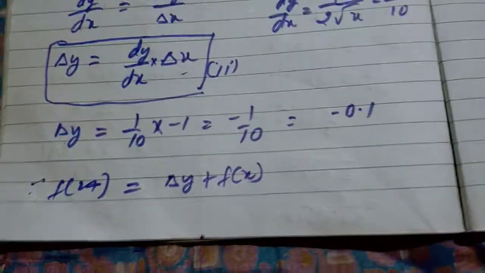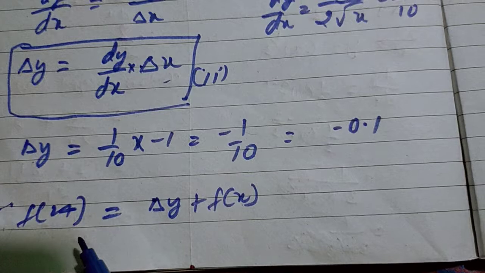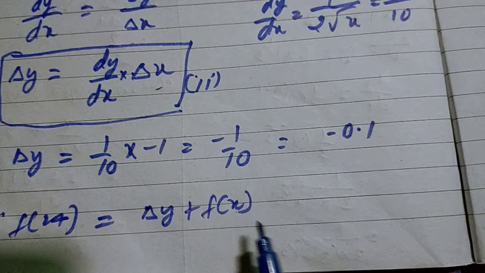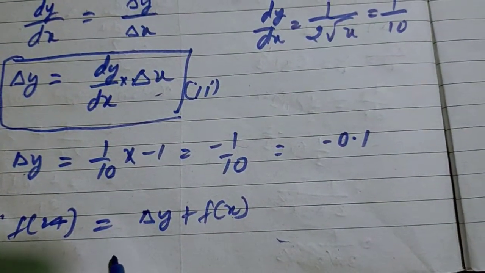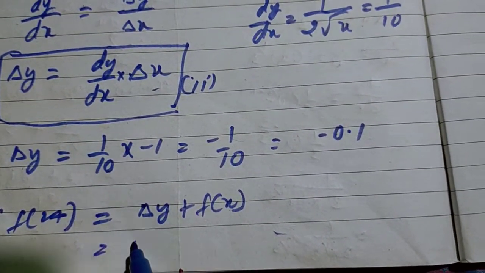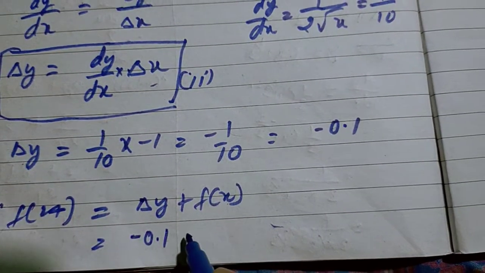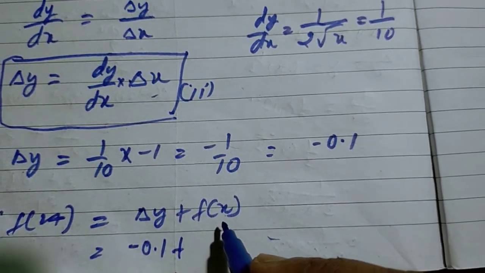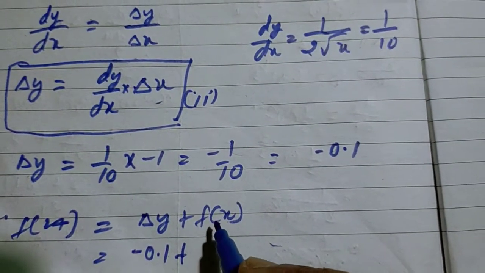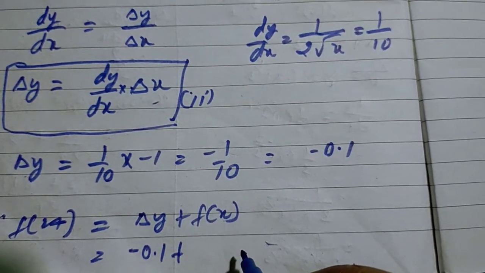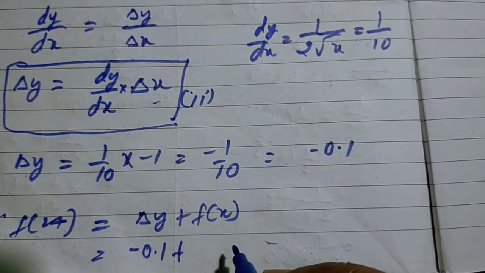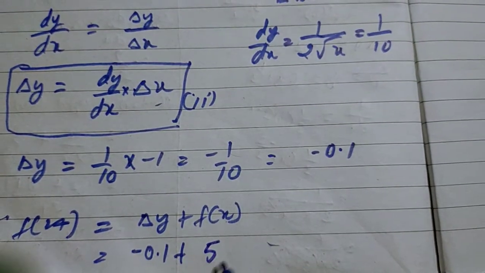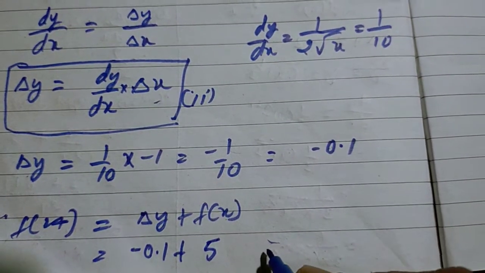See here, f of 24 is equal to delta y plus f of x. So here we got delta y value is minus 0.1 plus f of x. F of x means just the function which we have assumed. We have assumed y equal to under root x, and x value is 25. So under root 25 is 5. So it is 5. So 5 minus 0.1 equal to what we will get?